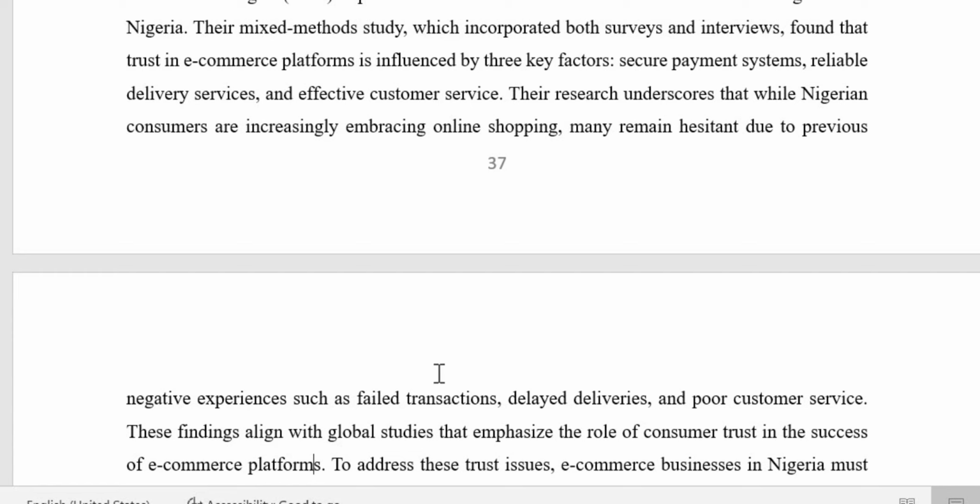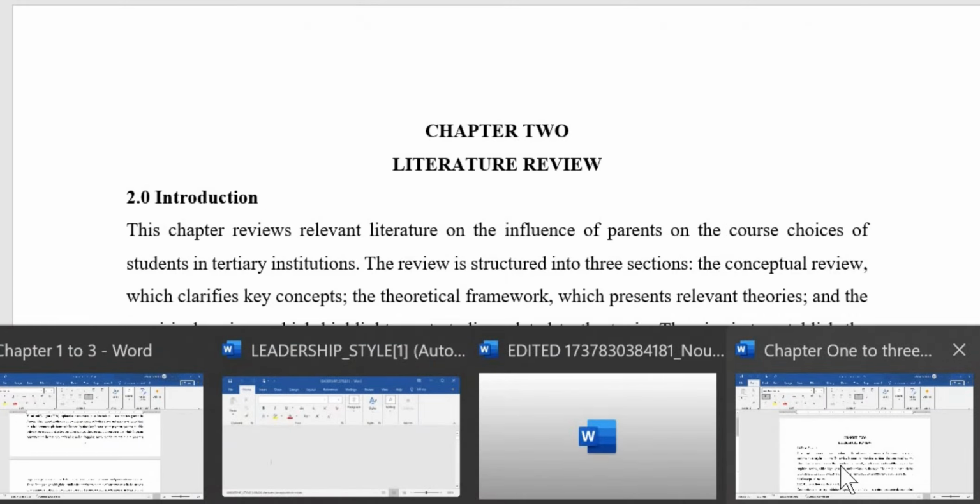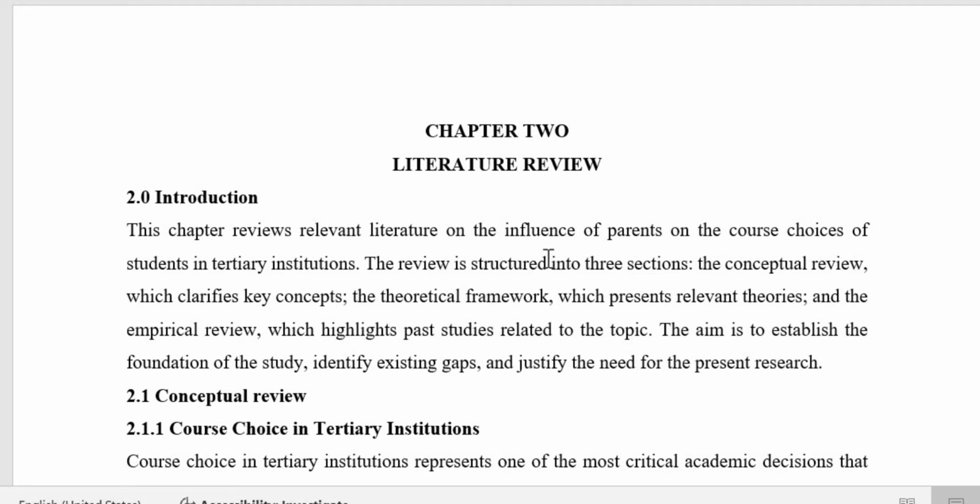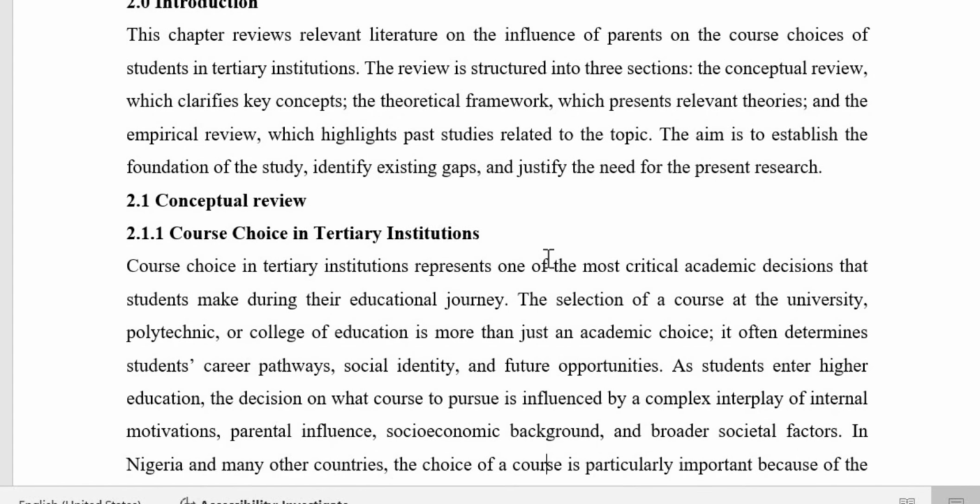So let me quickly view this topic 2. This topic is also chapter 2 literature review. This one is not different. This is for social science. You can see that the topic, they said this chapter reviews relevant literature on influence of parents on the course choices of students in tertiary institutions. So here now, you need to explain the concept of course choices. What do you mean by course choices? You see now, if you go to 2.11, you will see we have course choices in tertiary institution represents one of the most critical academic decisions that students make during their educational journey. So by this, people will understand what we mean by course choices in tertiary institution.